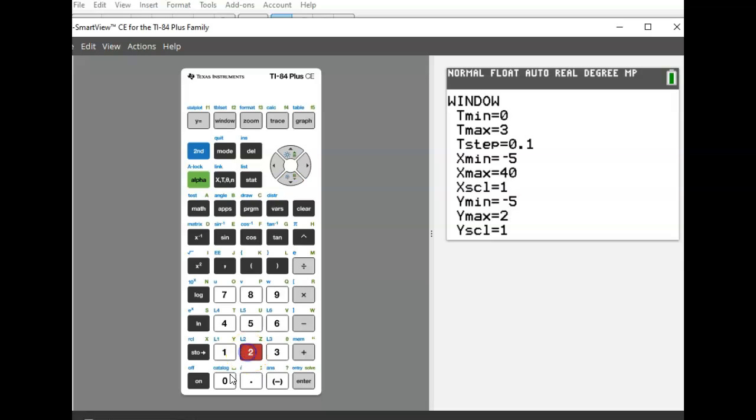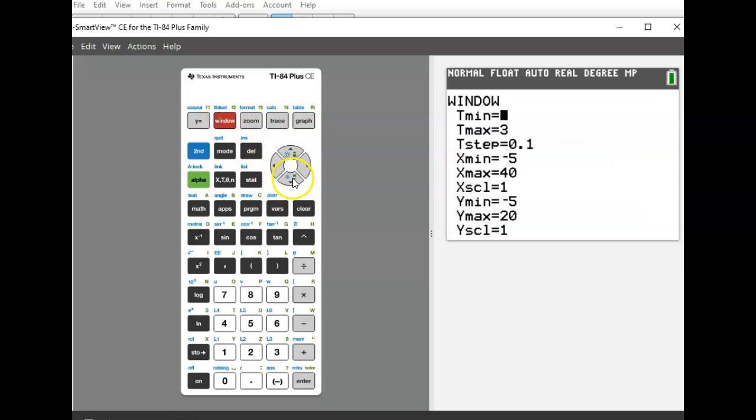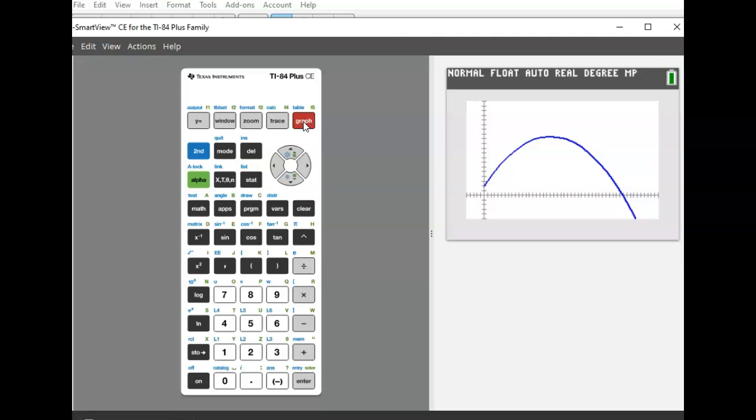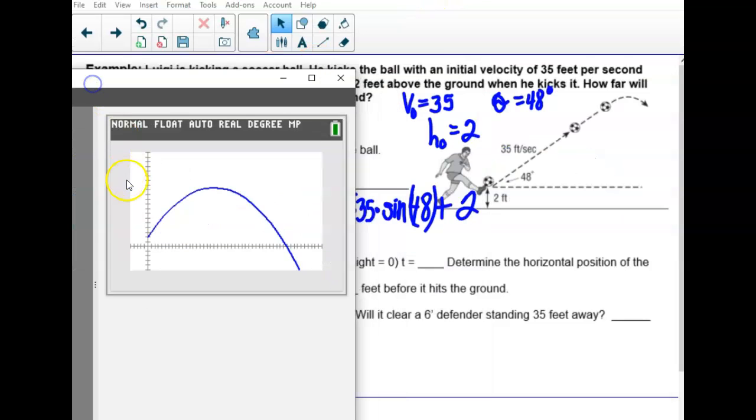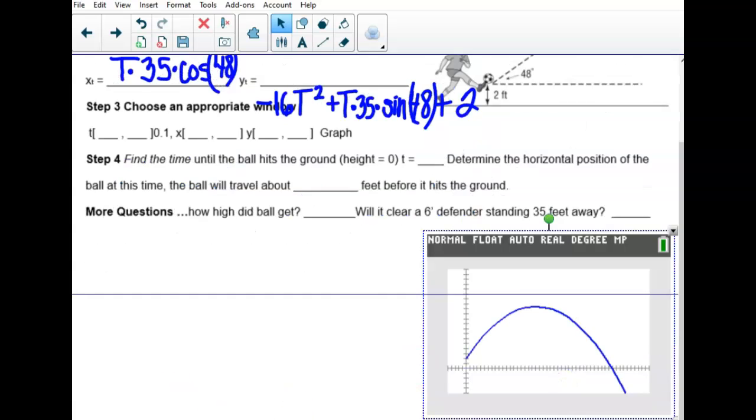I don't know, 20. I don't think it's going to go more than 20. All right, so I'm going to try mine and see what I have. Ooh, not bad. I'm going to change my feet away from me to 50, I think. Okay, so I'm liking this window. So let me move this graph to our notes and window.